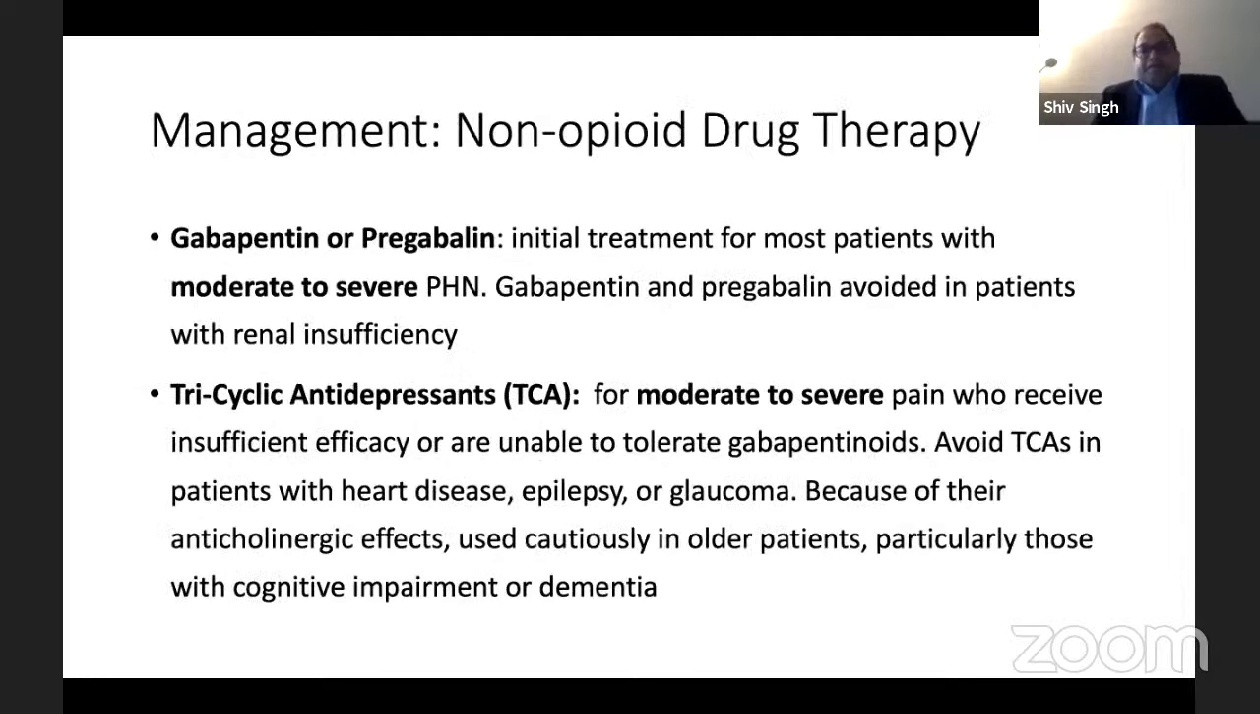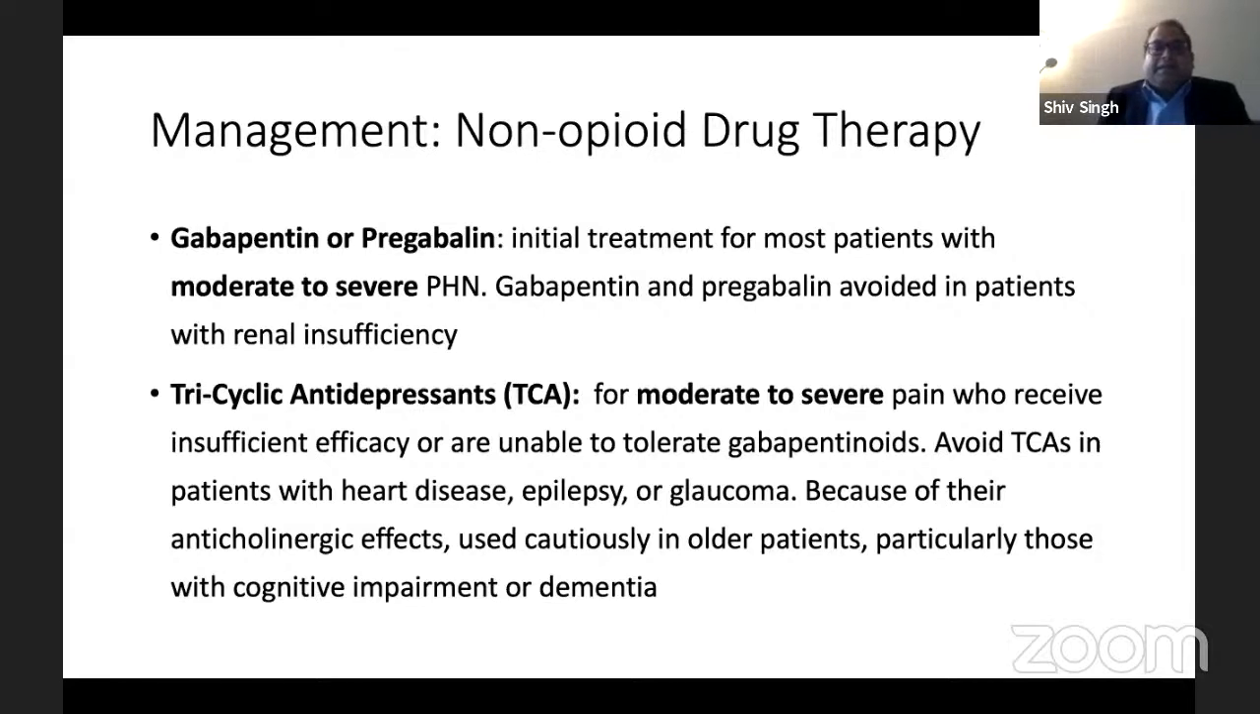So coming to the management of the treatment, we start off with non-opioid drug therapy. The first line of treatment is gabapentin or pregabalin, and this is used in patients who have moderate to severe post-herpetic neuralgia. You need to avoid or reduce the dose in patients with renal insufficiency. Then comes the tricyclic antidepressants. This is also used for moderate to severe pain.